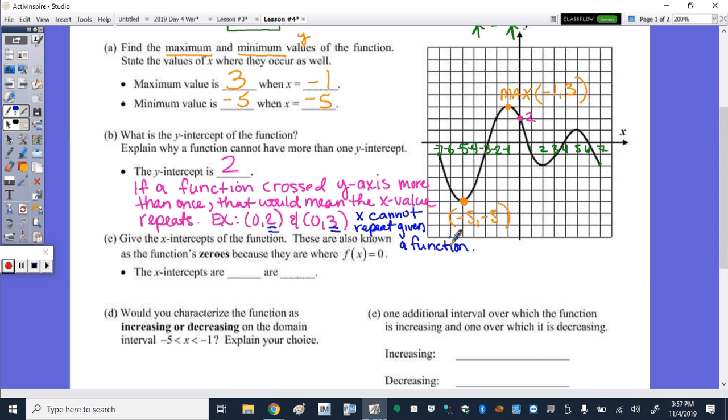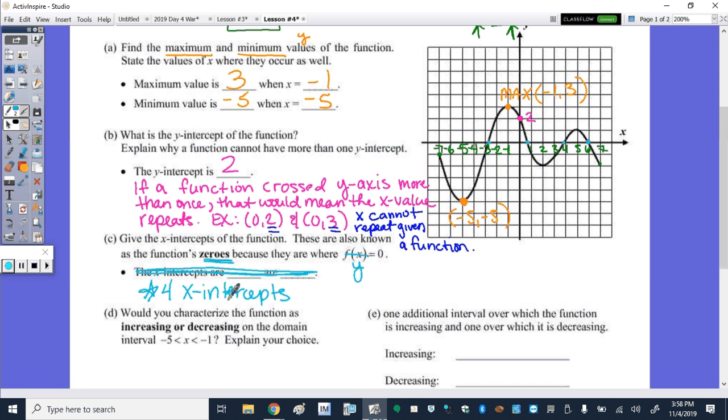Okay? Now in part C, let me grab light blue, it says give the x-intercepts. They're also known as the function zeros, because that's where the y value, remember f of x stands for y, where y is 0. Now we are not going to state what they are, because there's a bad graph here, and that was my fault. The graph accidentally got shifted down. So we're going to state how many there are. So there's one here, and you can see we can't tell what that value is. There's one here, we can't tell what that value is. Here and here. So we have 4 x-intercepts. If it was a better graph, we could actually state what those values are, so I apologize.